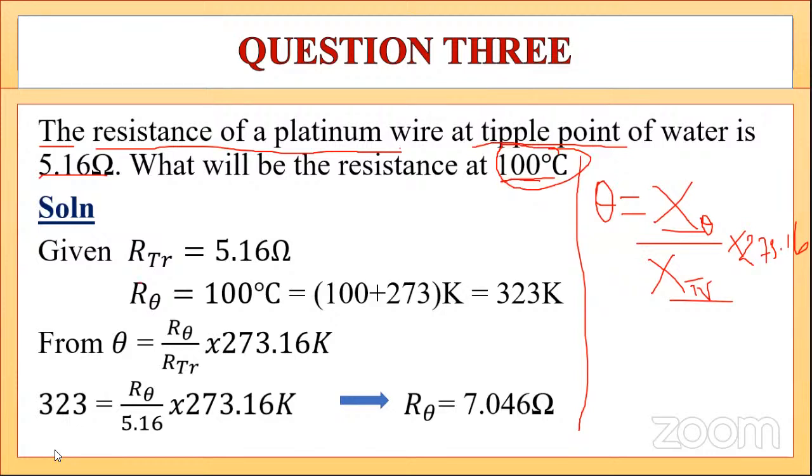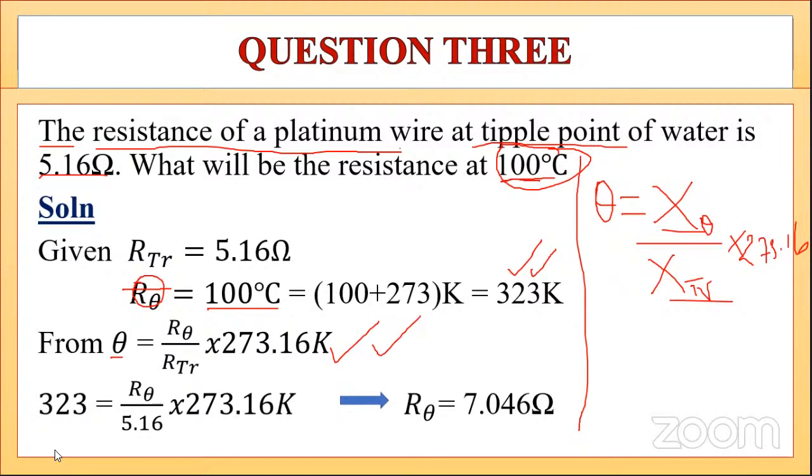So our temperature theta will be the same as 100 degrees what? Degrees Celsius. But we said if you're dealing with thermodynamic scale, it should be in Kelvin. So we convert this 100 degrees Celsius to Kelvin. So it will be 100 plus 273, which gives us 323 Kelvin. Then we use the expression theta equals R theta over R triple point times 273.16 Kelvin.